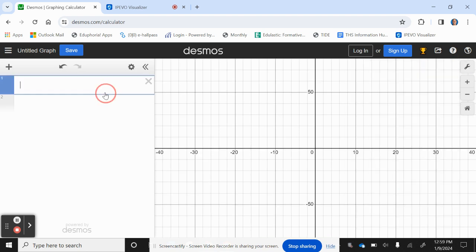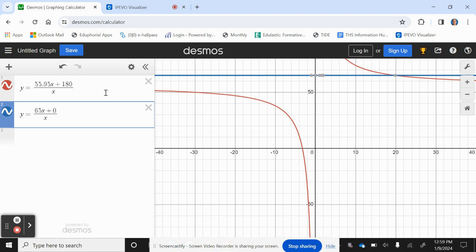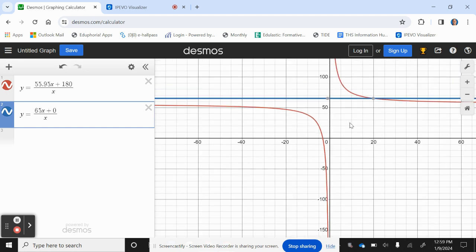All right, now let's go ahead and graph the TV Bonanza. So that's y equals 55.95x plus 180, divided by x, and y equals the competitor's, which is 65x plus 0, divided by x. So you can see here that the competitor's deal is better up until 19.89, which is around 20 months. At that point, TV Bonanza is a better deal.